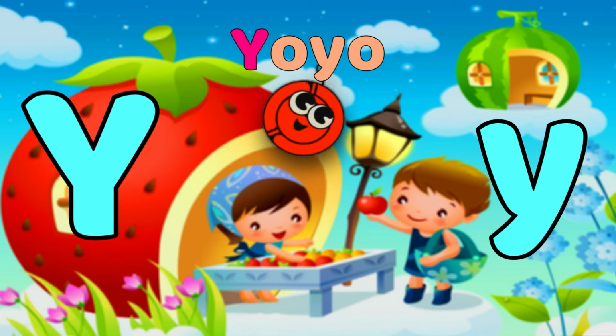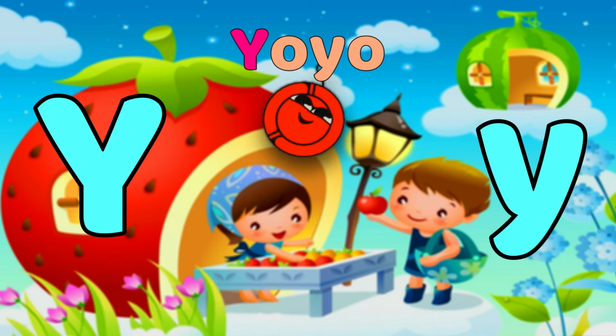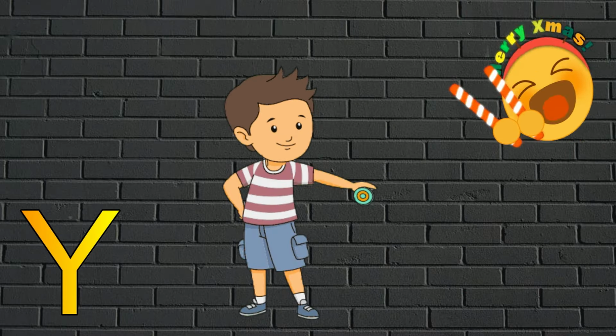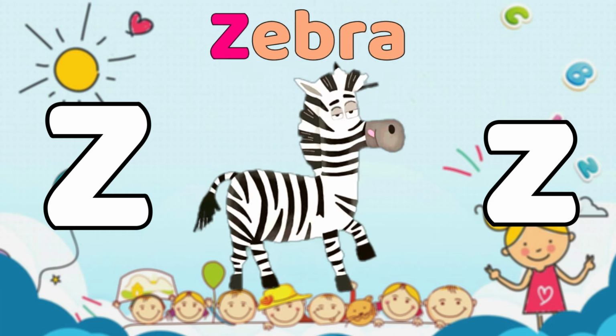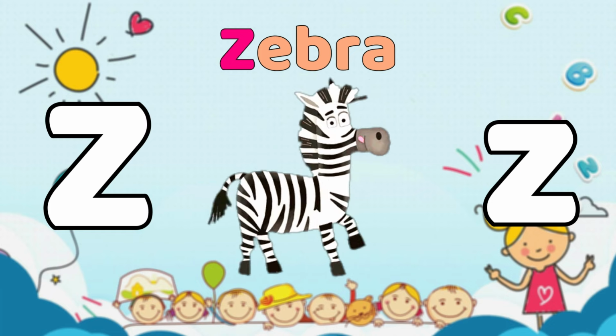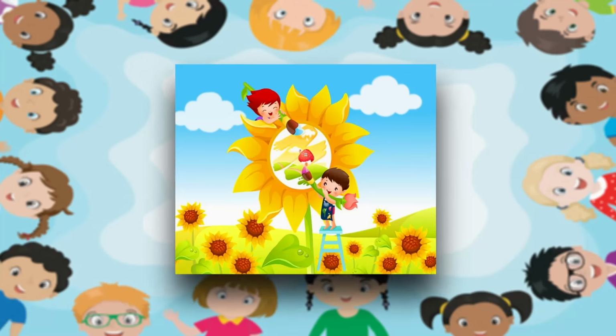Yo-yo, y, y, yo-yo, y, y, yo-yo. Z is for zebra, z, z, zebra, z, z, zebra. Do it again!